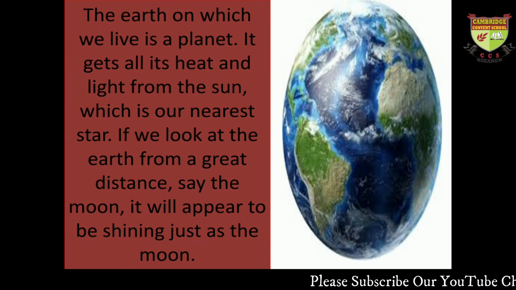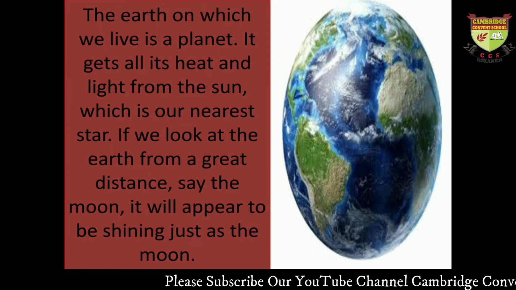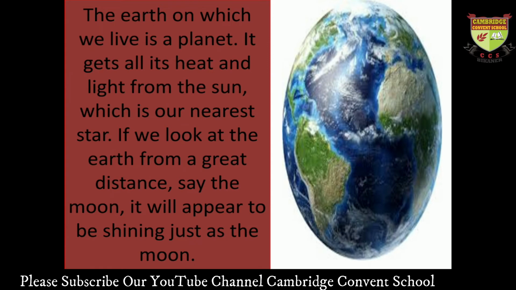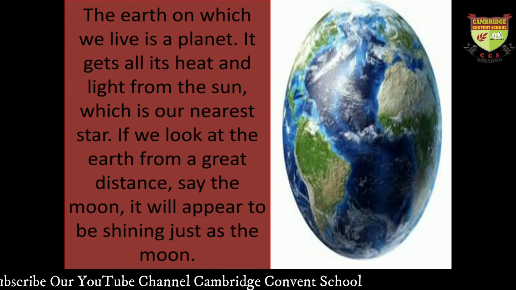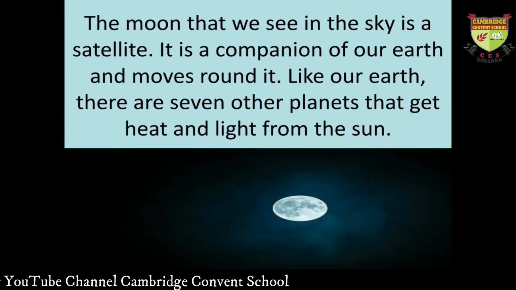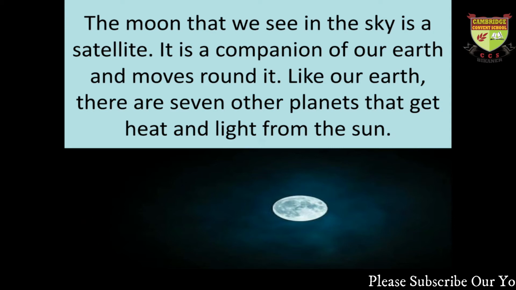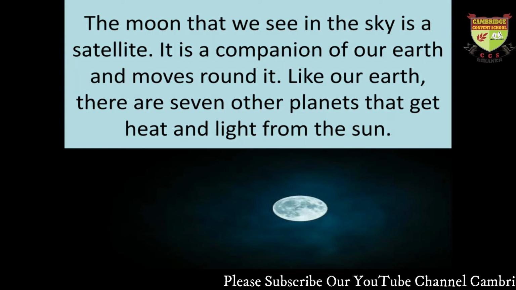If we look at the earth from a great distance, say from the moon, it will appear to be shining just like the moon does. If we see our earth from the moon, the earth will look like a shining star to us. The moon that we see in the sky is a satellite. It is a companion of our earth and moves around it. Like our earth, there are seven other planets that get heat and light from the sun. We will learn about them.